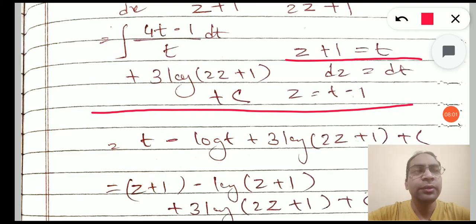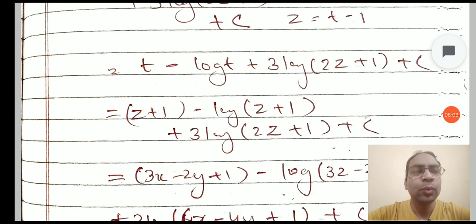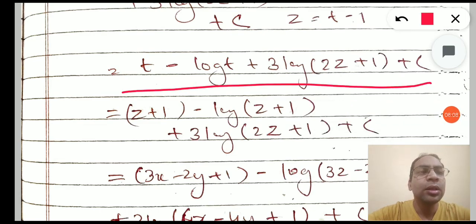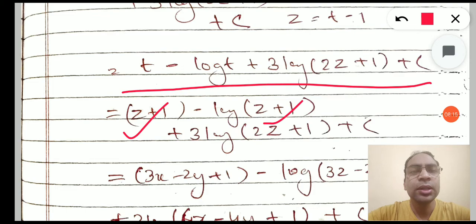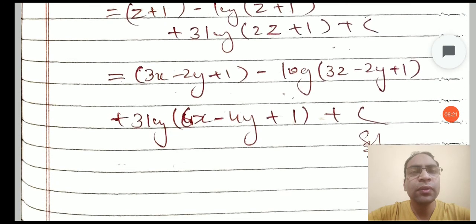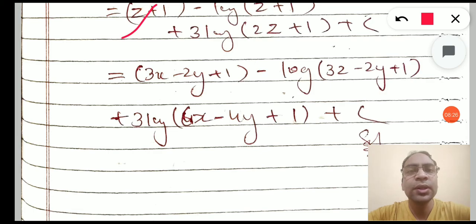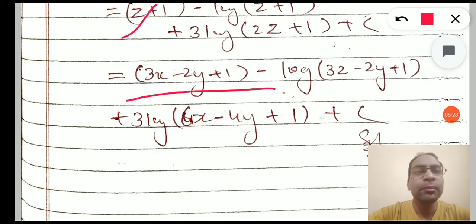Finally, after integration, this will come out as t - log t + 3 log of (3z + 1). Now we'll replace the value of t back into the equation. So this is z + 1, this is again z + 1. Now finally we'll replace the values of z back into the equation. In place of this z we'll have 3x - 2y + 1, similarly here also. Now this is the final solution of the question.